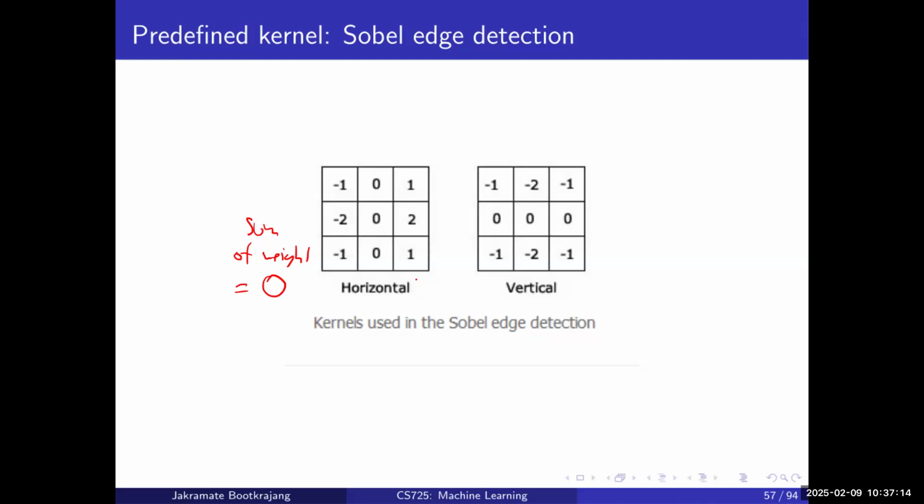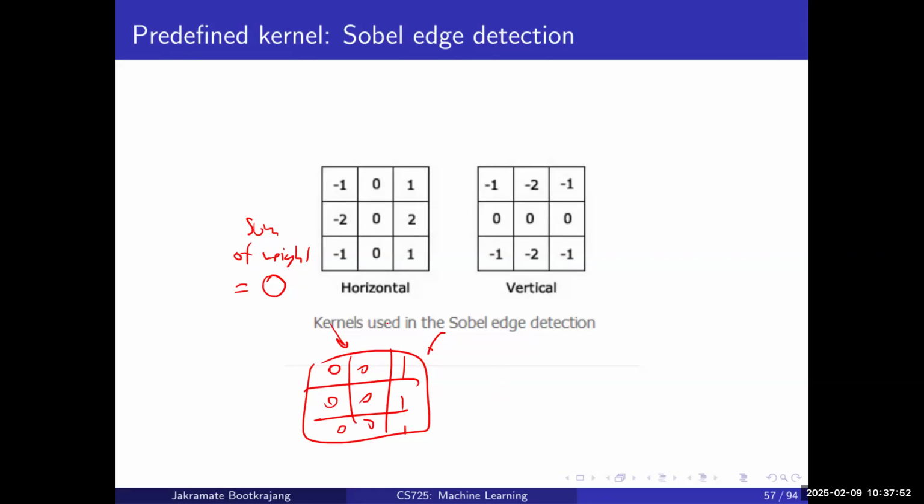And this horizontal kernel will detect a horizontal edge. So what is a horizontal edge? Let's say we have an edge like 0, 0, 0, 0, 0, 0, 1, 1, 1. If you think of the image as a black and white image, you have black pixels, and then you change to white pixels, so from black to white.